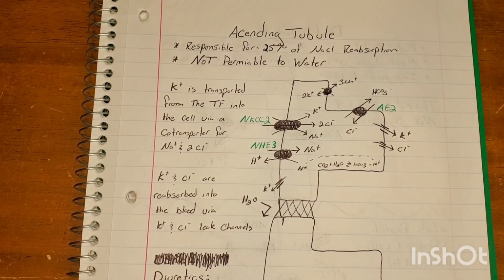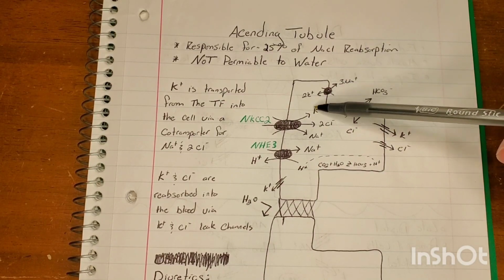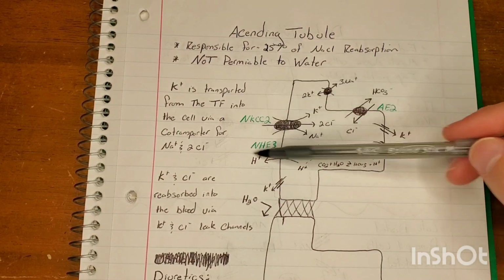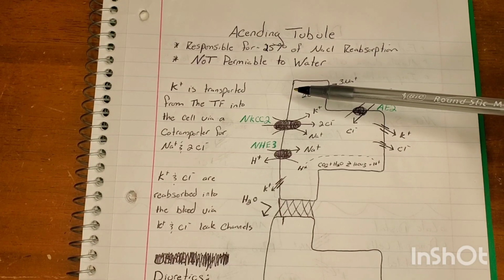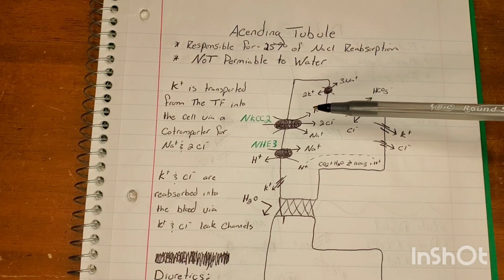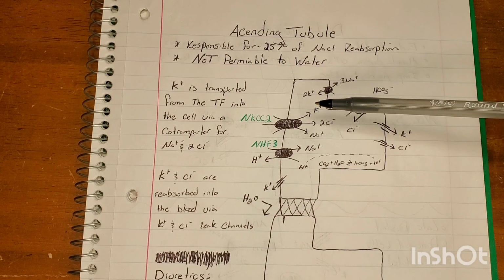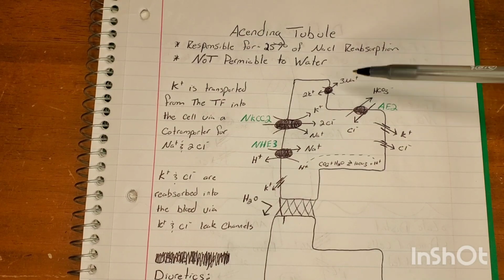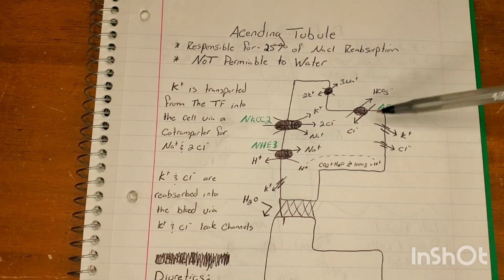We have this NKCC2 channel, or pump rather. It's going to pump a potassium, 2 chlorides, and a sodium. You'll remember we saw this in the ear, in the stria vascularis, to create the potassium gradient for the basal cells in the ear. I'm pretty sure they're called basal cells in the ear. Anyways, that's the same pump. It's down here in the kidneys as well, and it's going to take these ions and put them back into the cell.